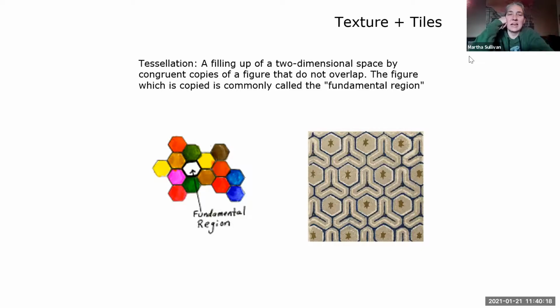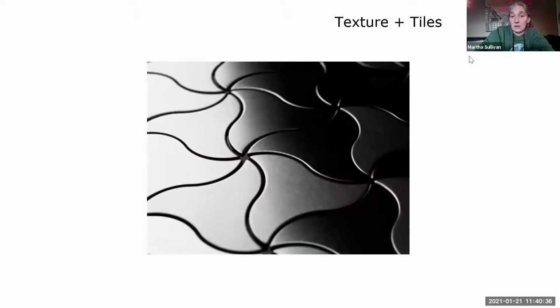But the idea that you could have multiple shapes together, or that the tiles are not always square, is just kind of something to think about. So tessellation is just filling up of the space with congruent copies of the same fundamental region where they don't overlap. And they could be fantastic.